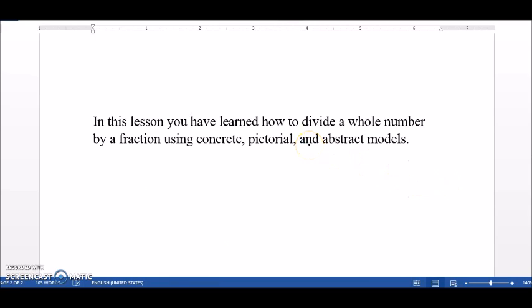In this lesson, you have learned how to divide a whole number by a fraction using concrete, pictorial, and abstract models.